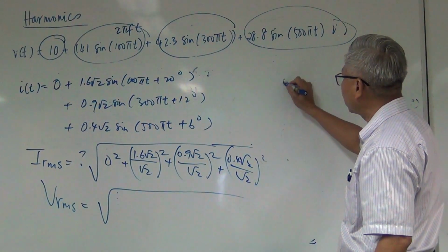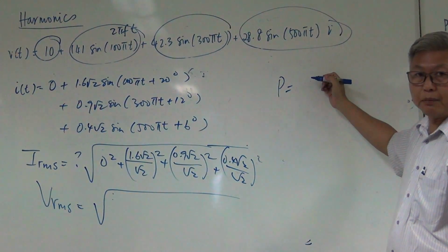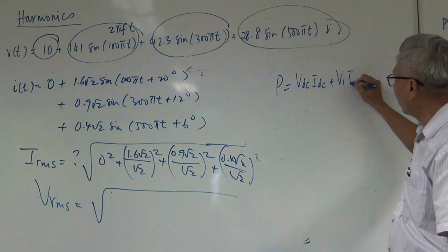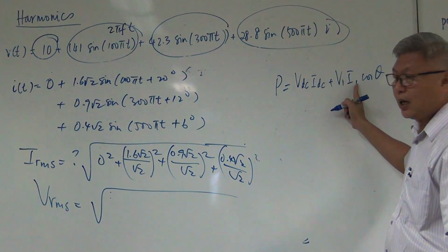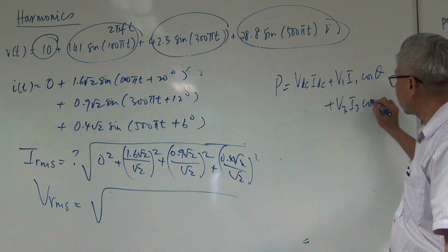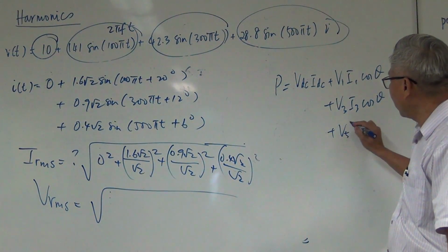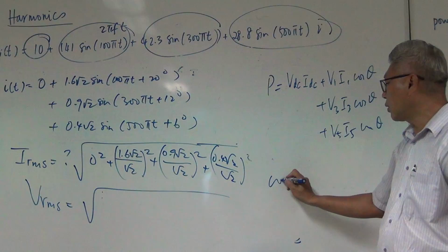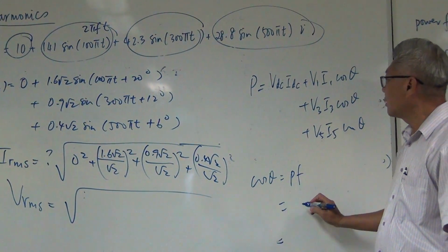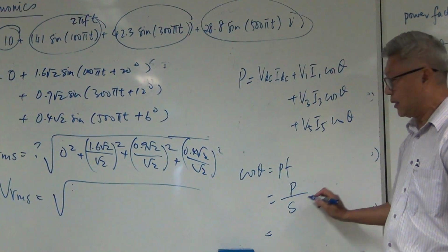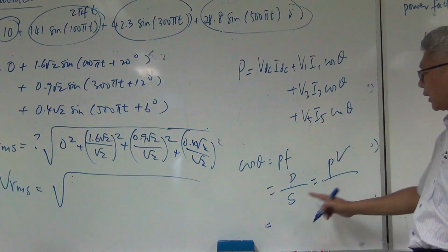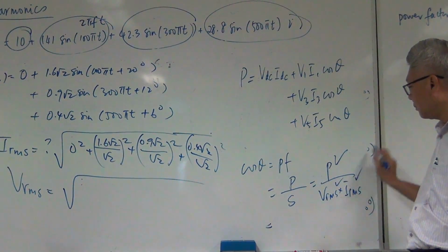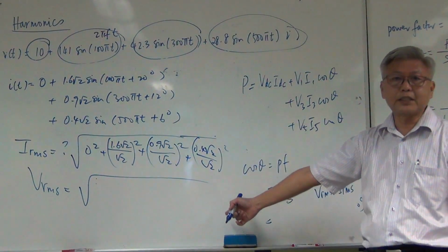The question carries on to find the total power using the VI cosine theta method. Remember, VDC times IDC, plus V1, I1 cosine theta, both must be RMS, plus V3, I3 cosine theta, both must be RMS, plus V5, I5 cosine theta, both must be RMS. Then I say find me the cosine theta, the power factor. That is equal to P divided by S. P we already calculated. How to get the S? VRMS multiplied by IRMS, and these two values we have calculated.